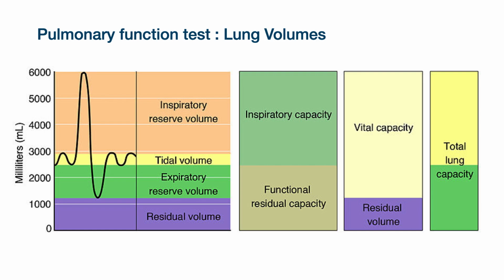Now let's look at capacities. Capacities are composites of two or more lung volumes. They are fixed and they do not change with the pattern of breathing. Vital capacity, or VC, is about 4.5 liters. It is the volume that can be exhaled after maximum inspiration to maximum expiration. Total lung capacity, or TLC, is about 6 liters. It is the volume of air in lungs after maximum inspiration.